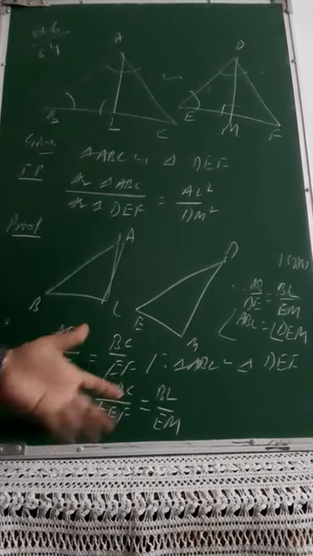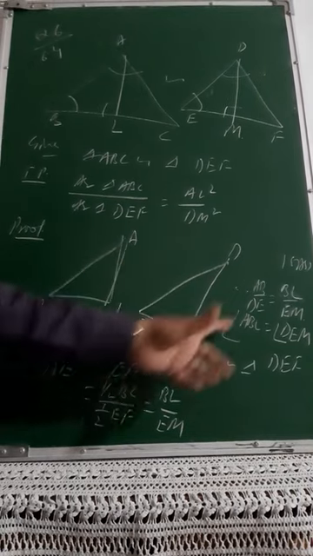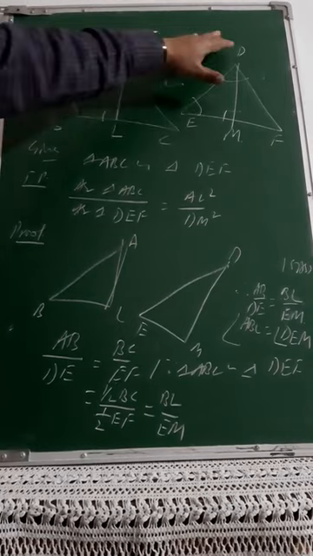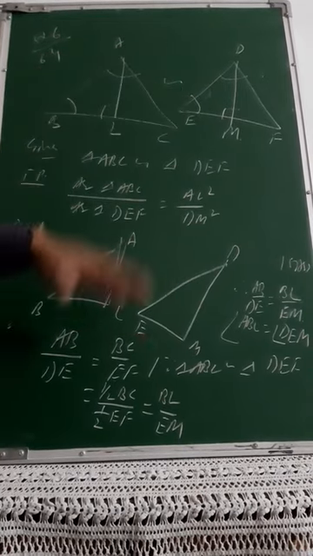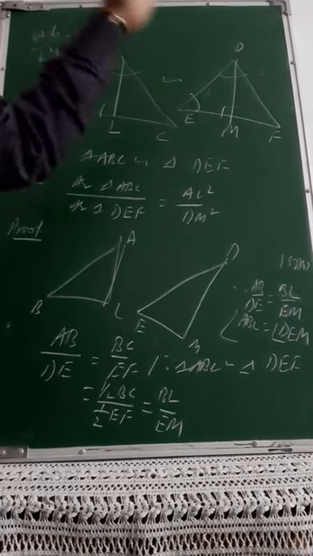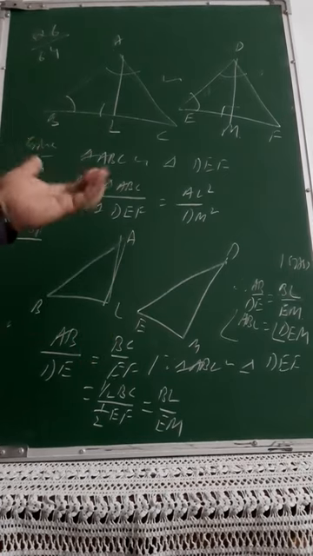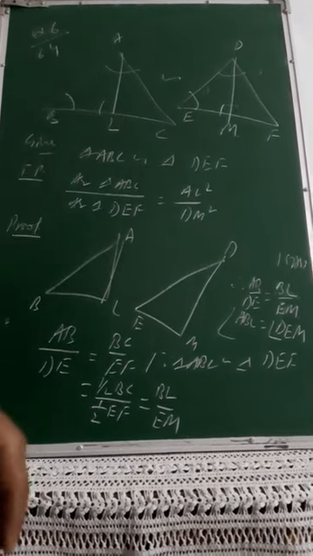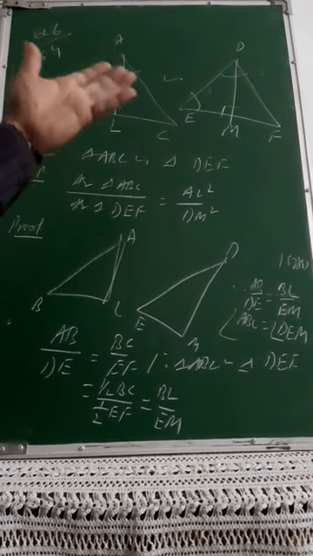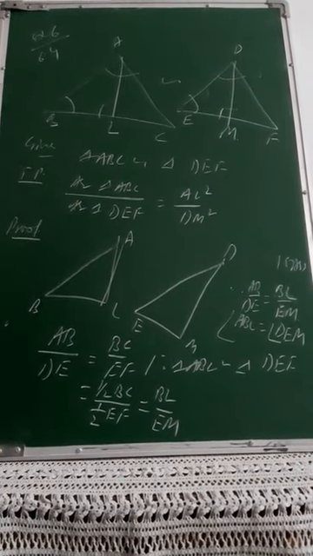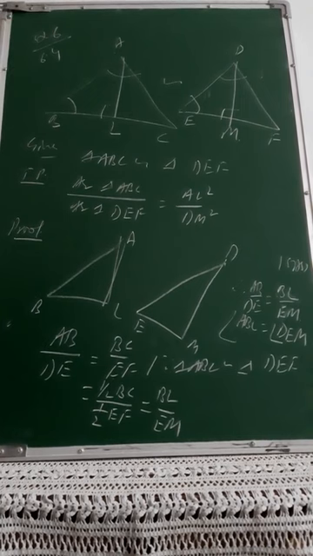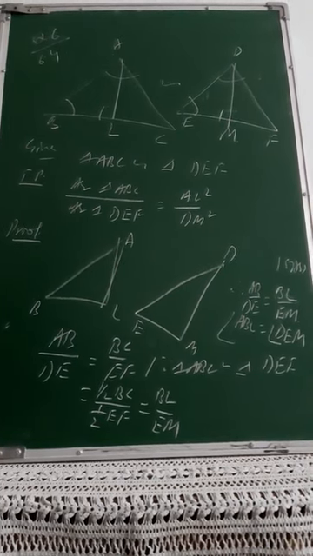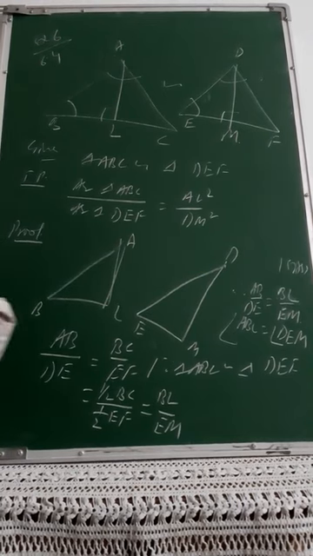So somewhere we have to focus our attention towards the similarity of these two triangles. Once we have proved that, then AB square upon DE square we can write is equal to AL square upon DM square, whether that is a median, an altitude, or an angle bisector given to you of any of the vertex angle. So in that way you can apply this for all three cases, medians, altitudes as well as angle bisectors. So that's all about question number 6.